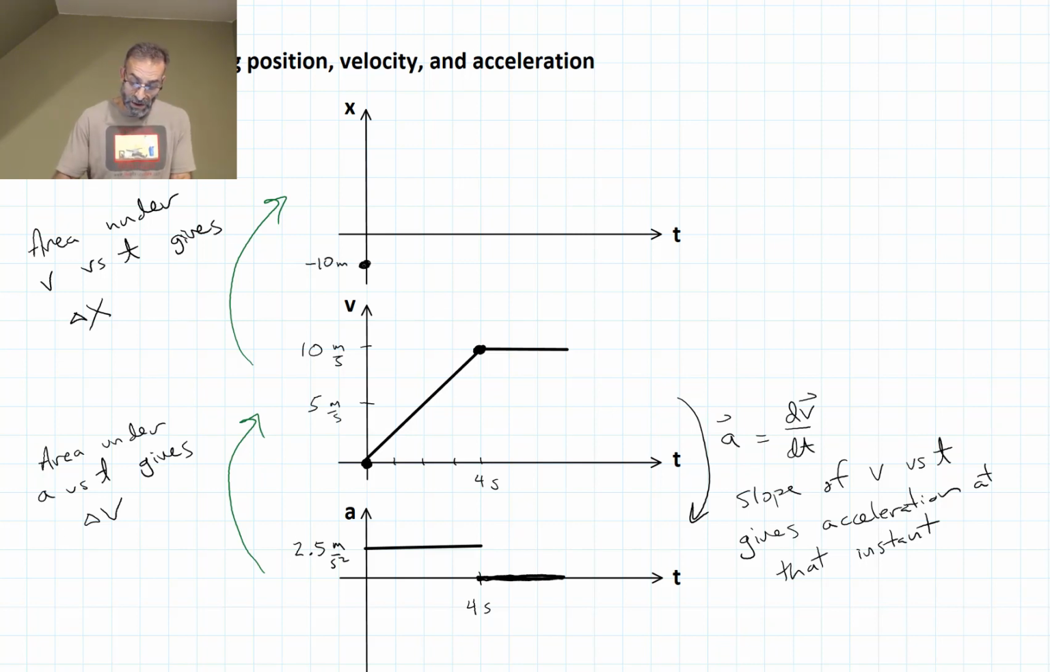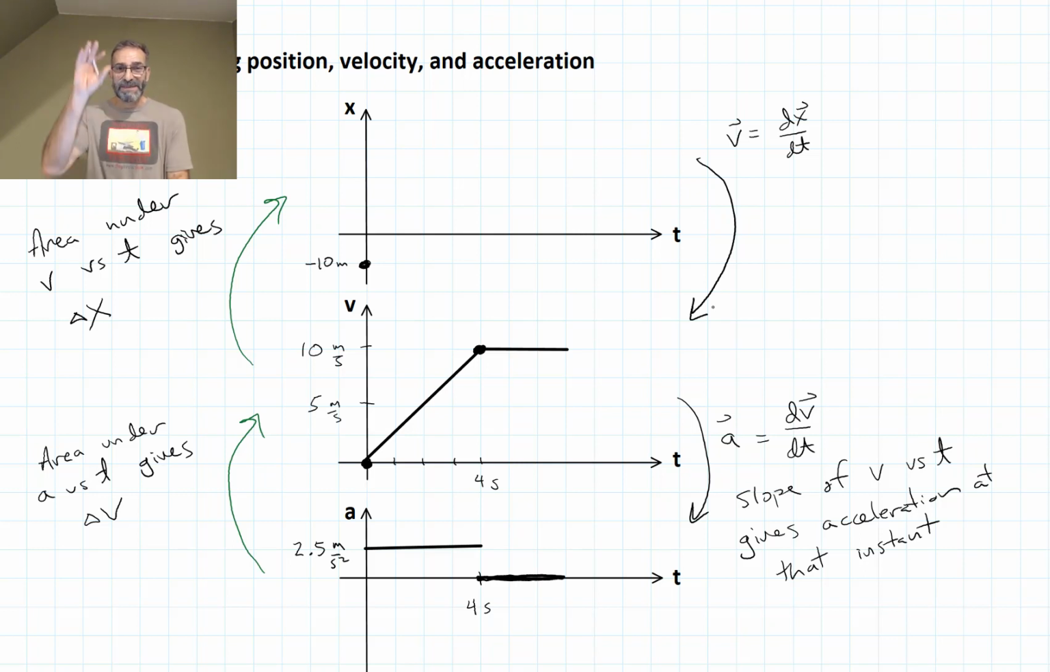Well, what do we know? We know that velocity is change in position with respect to time. That means that if we're going down from position to velocity, I've drawn my graphs in a nice sequence, position, velocity, acceleration, for this very reason. The slope of our position versus time curve will give us the velocity at that instant.